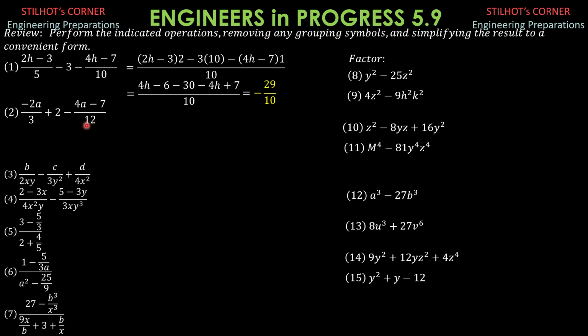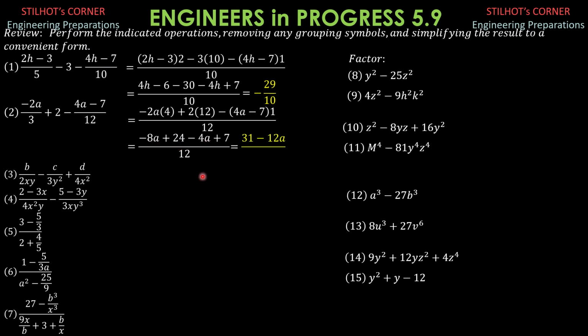For the second part, the LCD is 12. So 12 divided by 3 is 4. So this is equal to negative 2a times 4 plus 2 times 12 minus quantity 4a minus 7 times 1, all over 12. Simplifying, negative 8a plus 24 minus 4a plus 7 over 12. So combining, we have 31 minus 12a over 12. So let's make the final answer in that form. That's the convenient form, 31 minus 12a over 12.